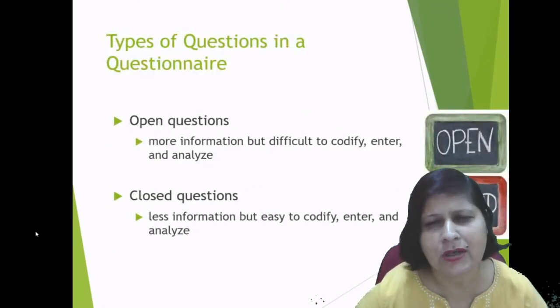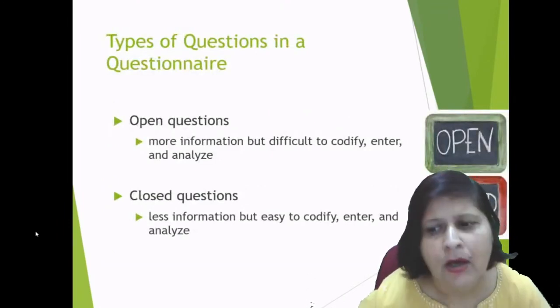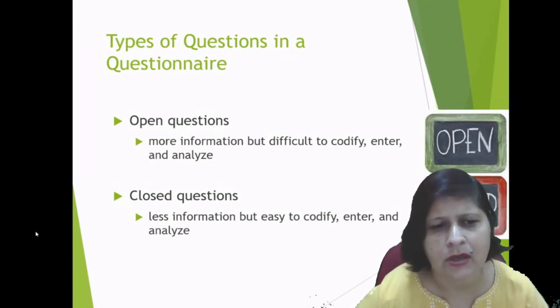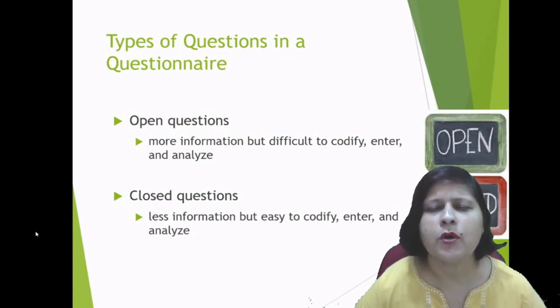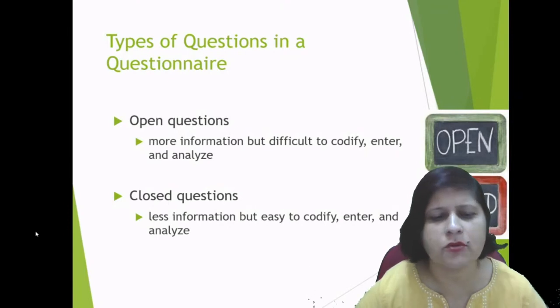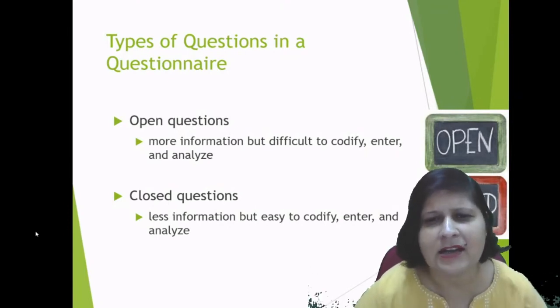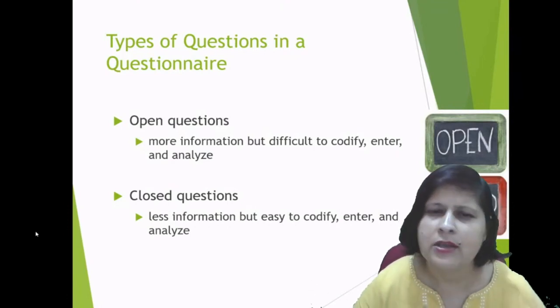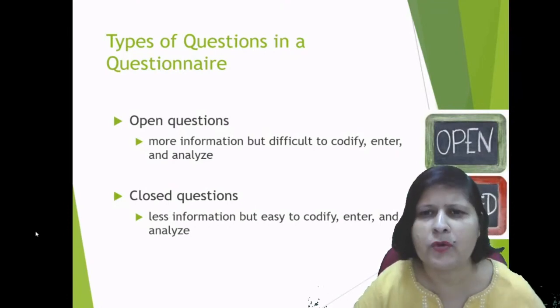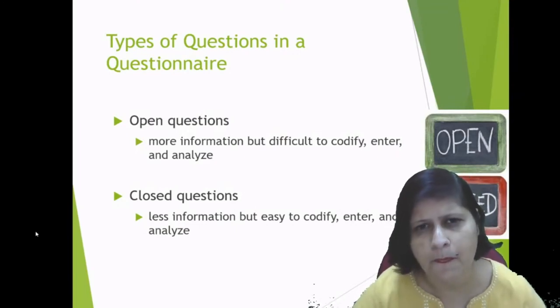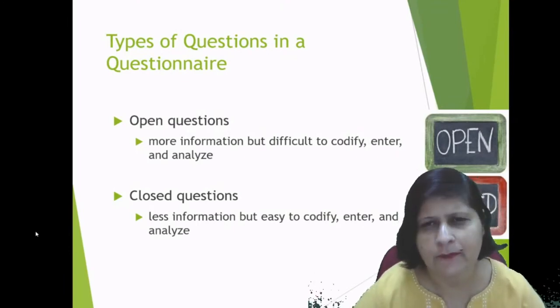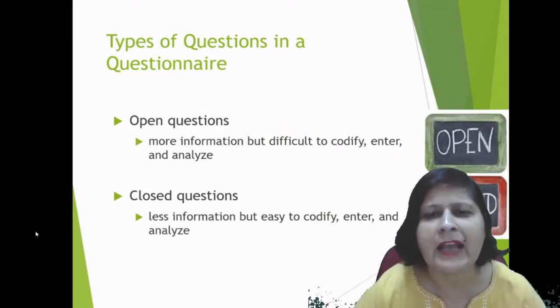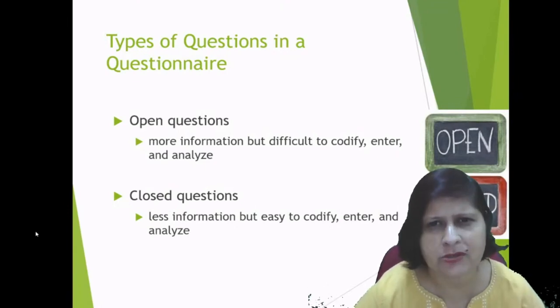Types of questions in a questionnaire. There are two types of questions in a questionnaire: open-ended questions and closed-ended questions. An open-ended question gives more information. It is used when you want more information about something, but it is difficult to quantify, enter and analyze. That is the open-ended question. When we ask for your comment about the event, that type of question is an open-ended question. It is very difficult to codify this type of question, and difficult to enter and analyze.